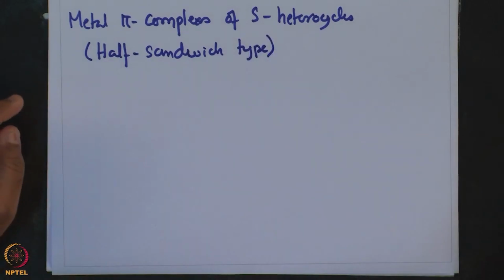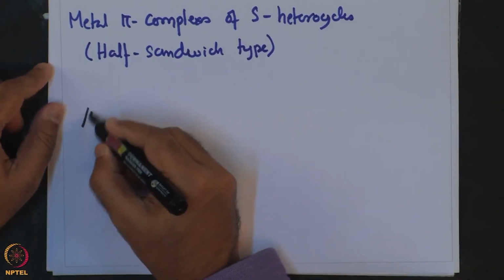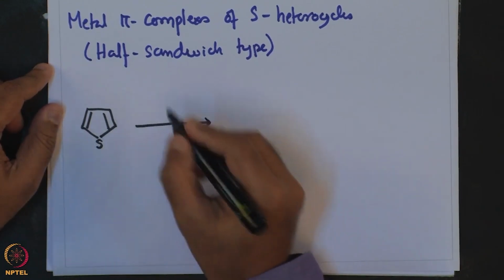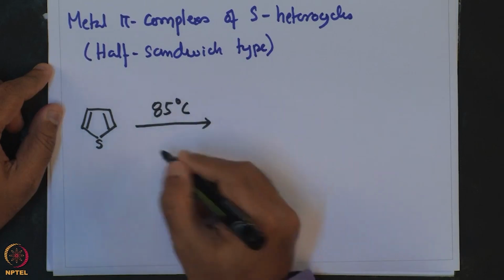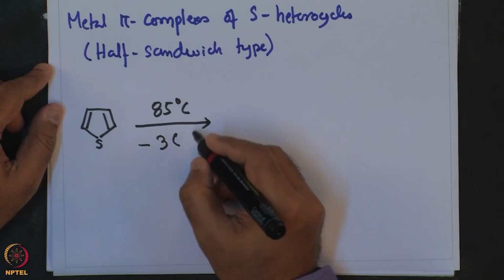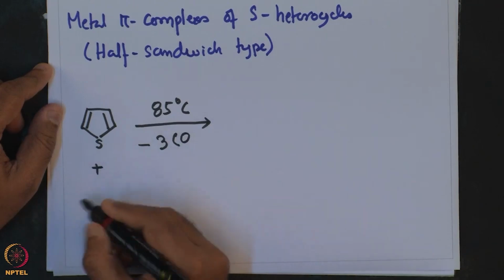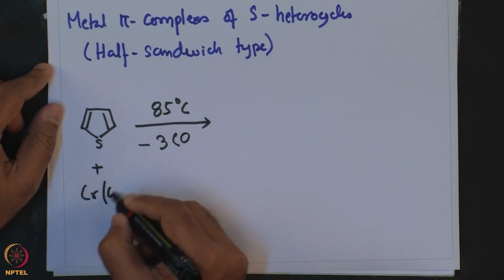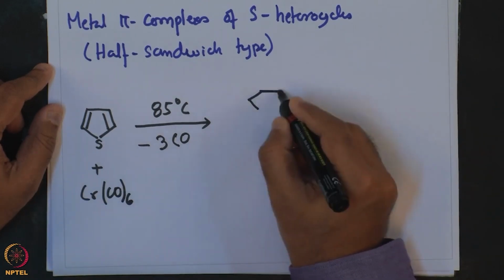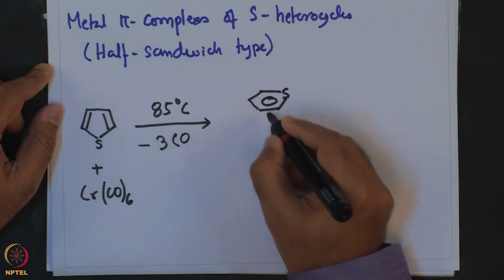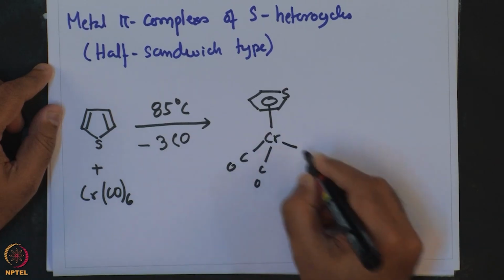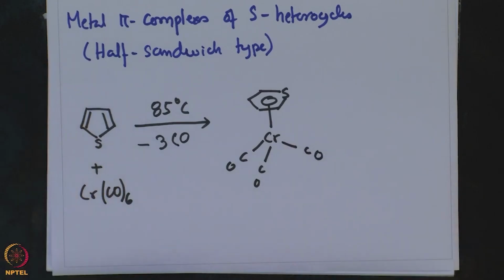And the reaction involved is thiophene at 85 degrees centigrade, minus 3 CO, and this reacts with chromium hexacarbonyl, giving the thiophene half sandwich complex of chromium.